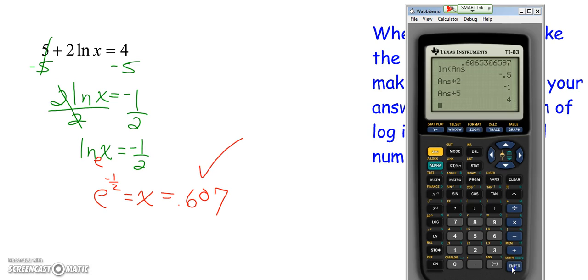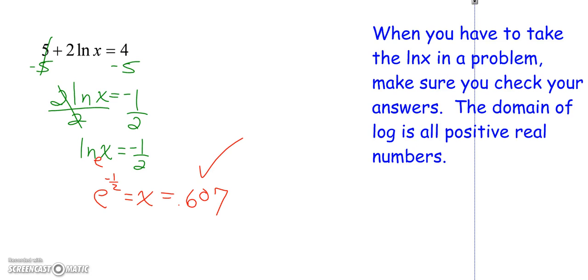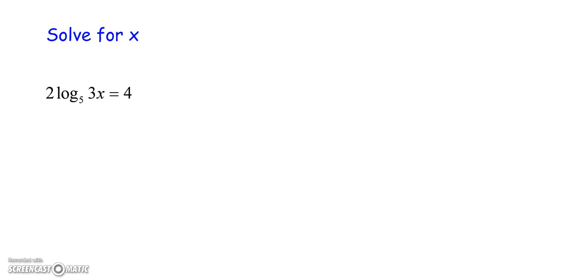It's always worthwhile to check your answers, and the reason is because the domain of your ln's only accepts positive numbers. So if you ever had this part of an answer being 0 or anything less, it wouldn't be a solution. So you have to be careful with some of the math.